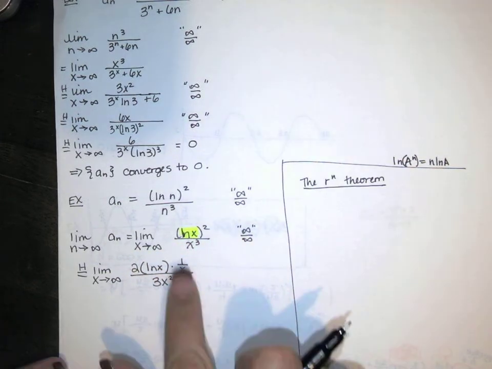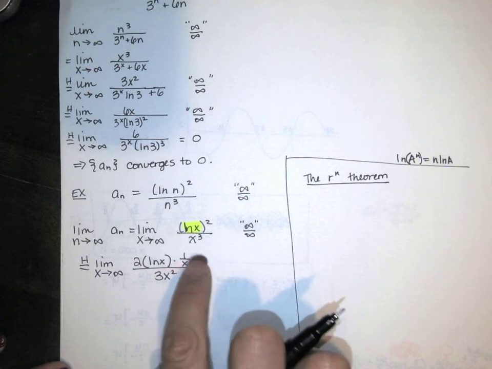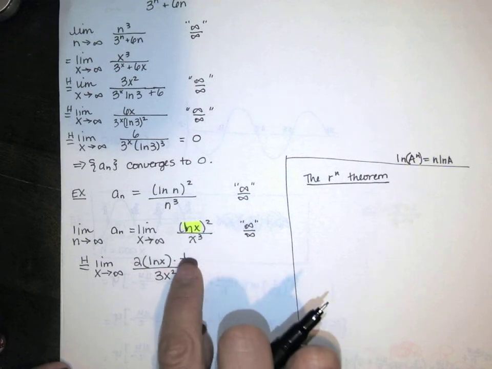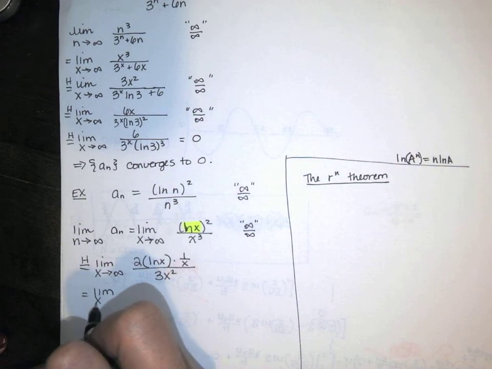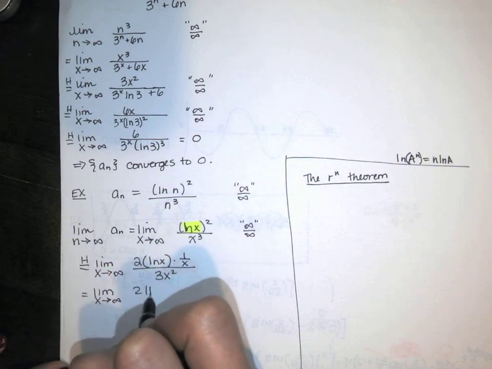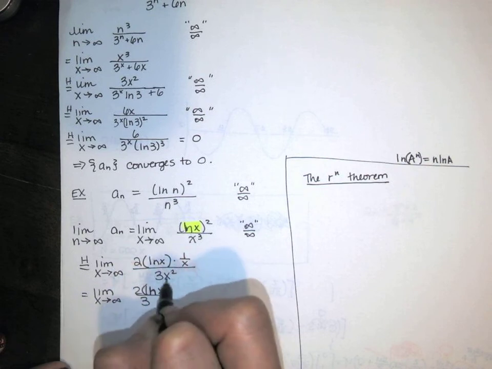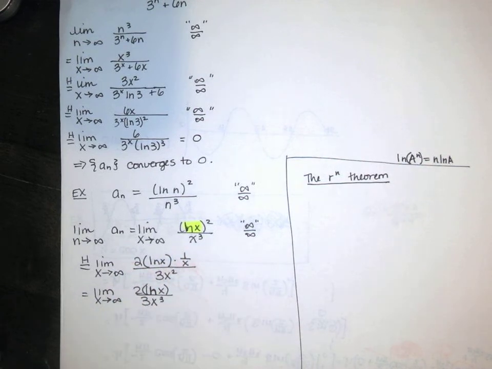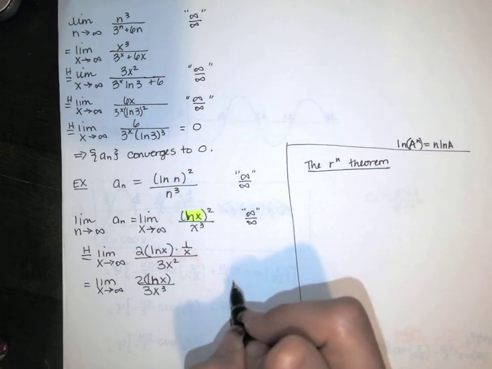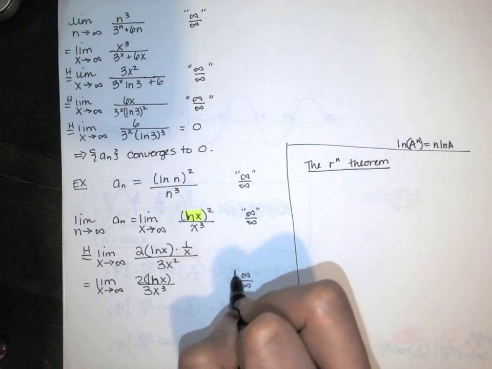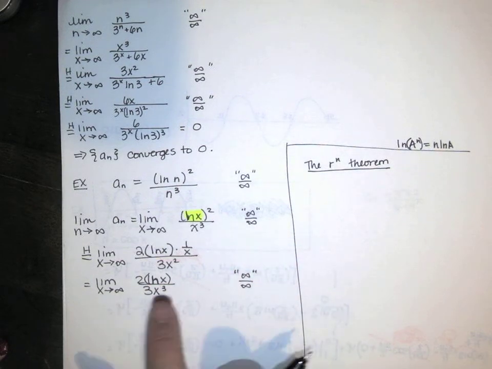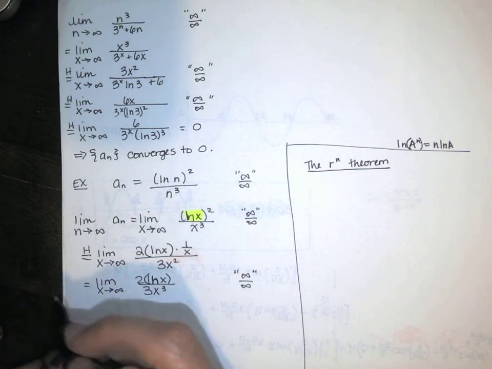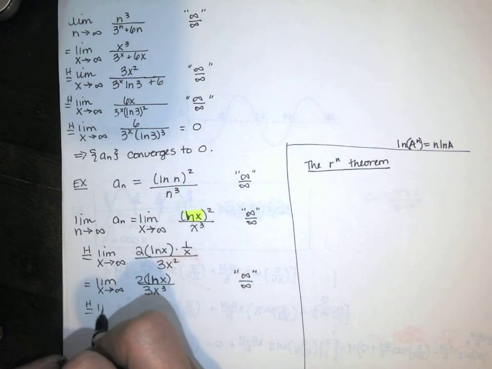Okay, now this simplifies. Multiplying by 1 over x up here is the same as just multiplying by an extra x in the denominator, so we get this. x squared times an extra x is going to give us an x cubed. So this is an infinity over infinity indeterminate form again, because as x goes to infinity, natural log of x goes to infinity. Of course, x cubed goes to infinity. So we'll take the derivative of the numerator and denominator again.